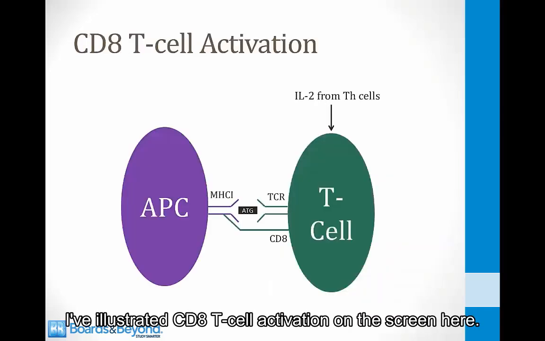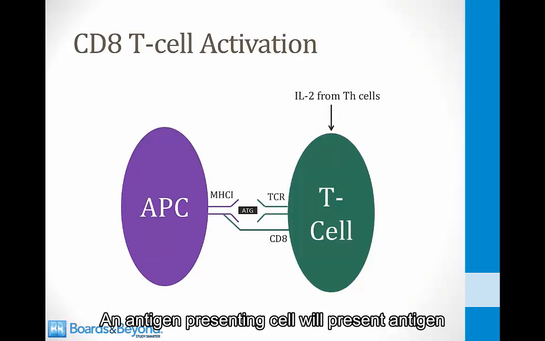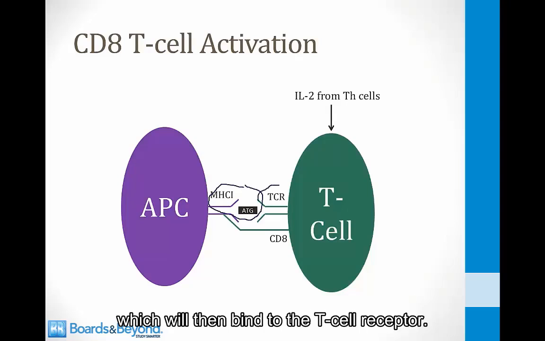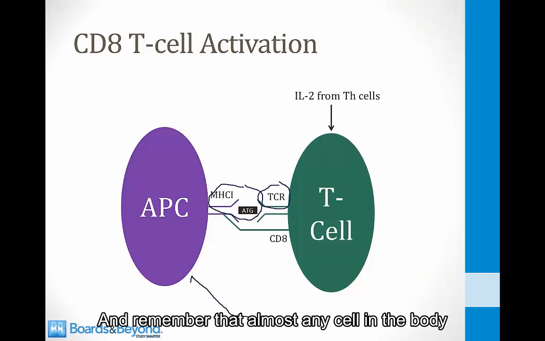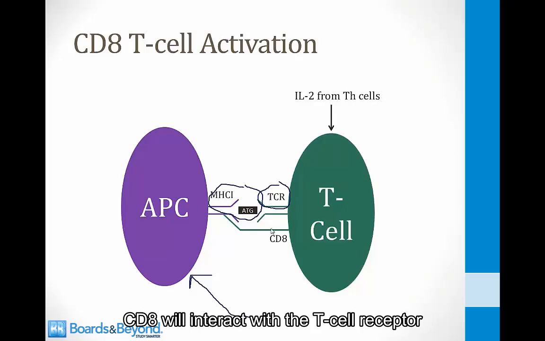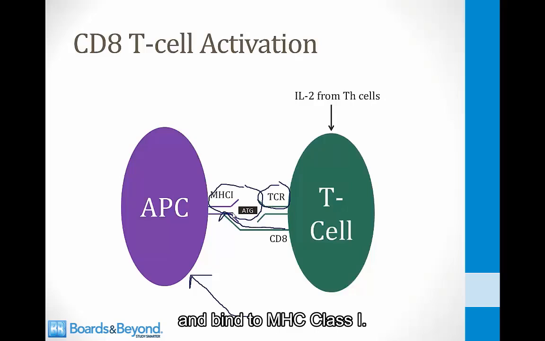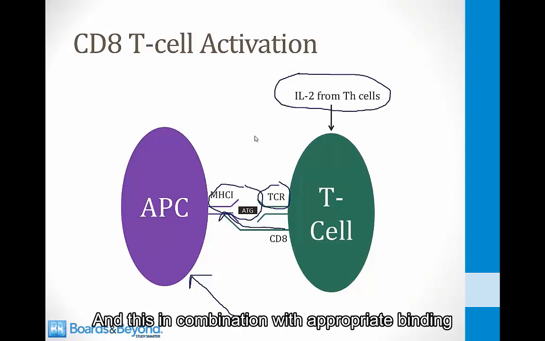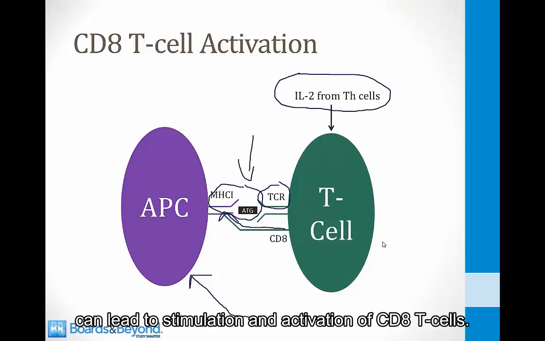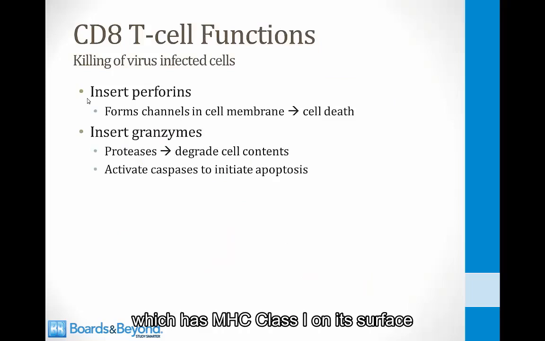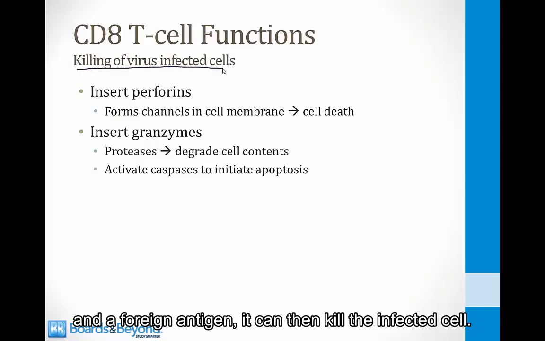I've illustrated CD8 T cell activation on the screen here. An antigen-presenting cell will present antigen in the context of MHC class I, which will then bind to the T cell receptor. And remember that almost any cell in the body can be an antigen-presenting cell for CD8 T cells. CD8 will interact with the T cell receptor and bind to MHC class I. And then in addition, IL-2 can be secreted from T helper cells, and this in combination with appropriate binding can lead to stimulation and activation of CD8 T cells. So once a CD8 T cell binds to a cell in the body which has MHC class I on its surface and a foreign antigen, it can then kill the infected cell.